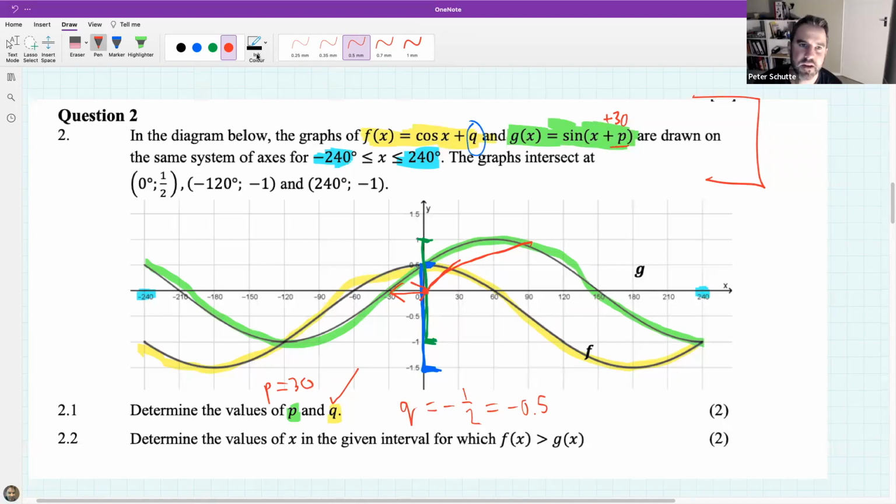Okay, now, here's another one of these interpretation questions. Determine the values of x in the given interval where f is greater than g. So which one was f? F was the yellow one, and g was the green one. You want to look along the x-axis and see where the yellow one is above the green one, and write down an answer for me. See if you can do that.